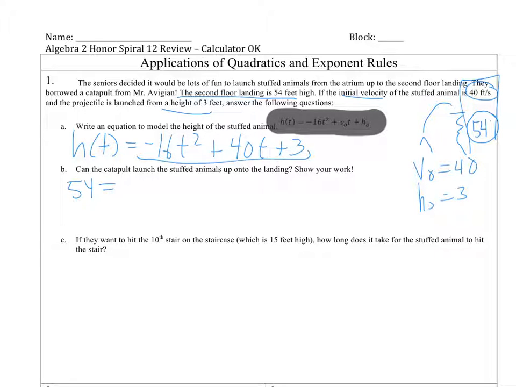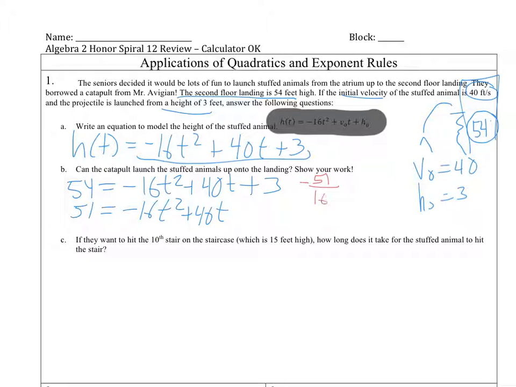So if we've got 54, that should be the height that we reach is -16 t squared plus 40 t plus 3. We should get an answer for this if this gives us something that would make sense. So if I look at this, I don't know this is going to be factorable, so maybe I'll try this by completing the square. And to do that, I'm going to have to divide everything by -16 and bring that 3 over to this side. Do that first. So 51 is equal to -16t squared plus 40t.